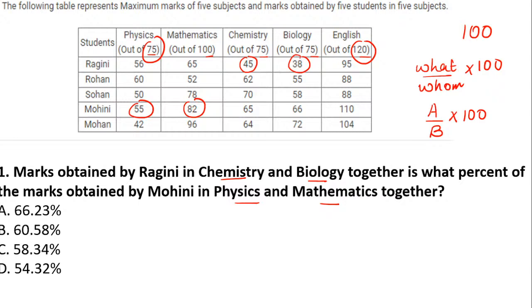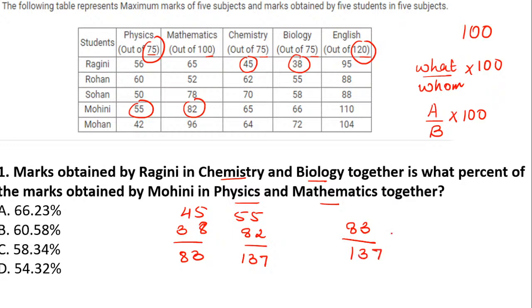Nothing very difficult. See how much Ragini is getting in chemistry: she has got 45, and in biology she has got 38. Total how much is it, students? Total it is 83. Let's see for Mohini. This girl has got 55 in physics and 82 in mathematics. Total how much is it? 137. So this value we are comparing is 83. With whom are we comparing, students? We are comparing it with 137, multiplied by 100.